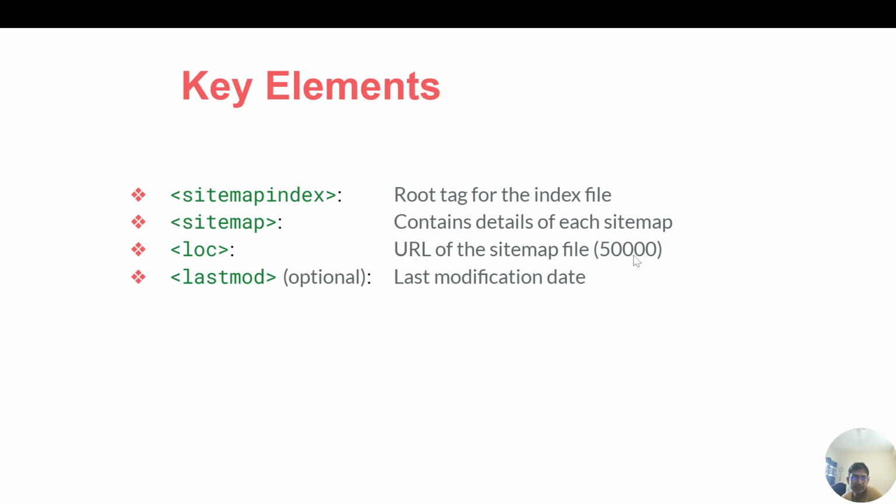So we can see here this is a root tag, contains details of each sitemap. Loc is the URL of the sitemap file. We can keep 50,000 loc here. So 50,000 XML sitemaps you can keep in a single index file. Lastmod is the last modification date. So this is optional.